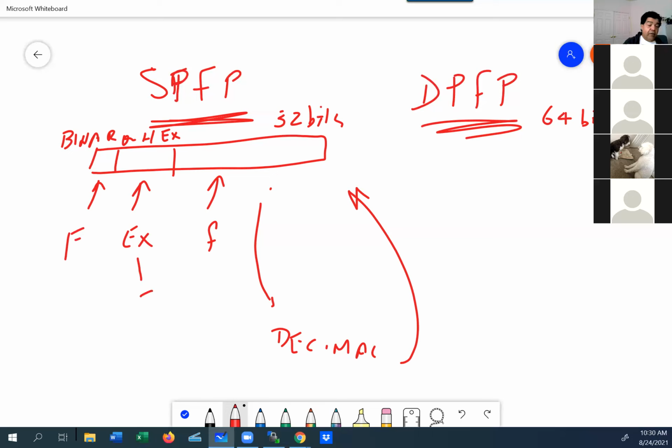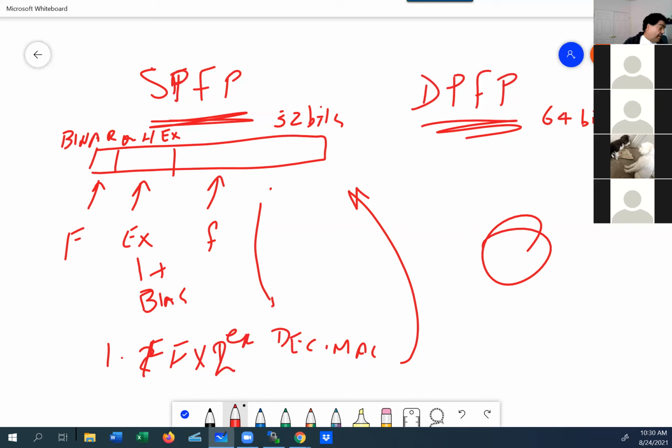Don't forget you have to add whatever the bias is. The bias for single precision is 127, and for double precision it is 1023. That gives you 1.f times 2 to the power of the exponent. We have plenty of exercises in the notes. Make sure you go back and do them and get a good handle on it, because we have to do a few of those, either a single floating point or double floating point, or one of each.